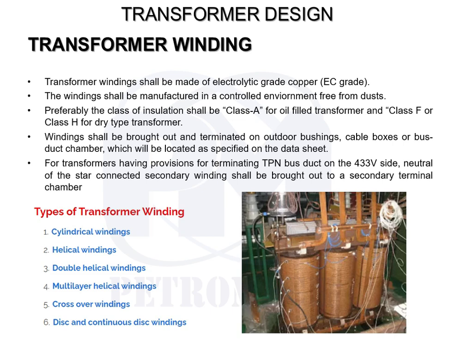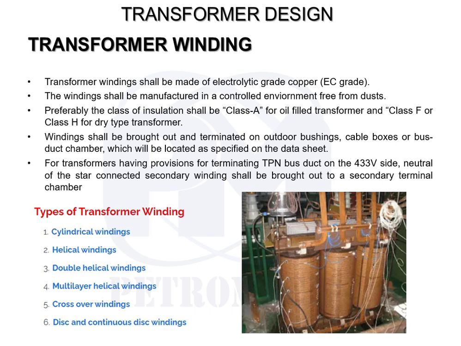For a transformer having provision of terminating a three-phase neutral bus duct on the secondary side, 433 volts in the distribution transformer, the neutral of the star connected secondary winding has to be brought out to a secondary terminal chamber. Very important point.